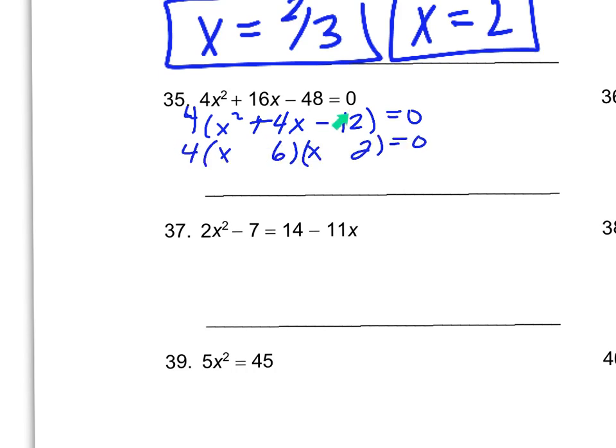Since C is a negative, I need to be careful with my signs. The bigger number is 6, and that one should be like B, which is a positive. So that means 6 is a positive and 2 is a negative. That means my answers are x equals negative 6 and x equals 2.